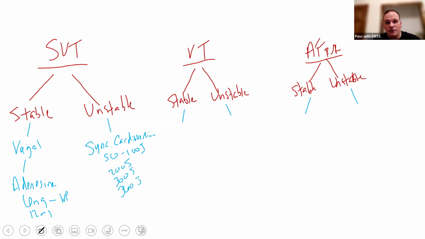Now let's talk about our stable VTAC patients. So we are not going to try to vagal these patients. We are going straight to our medication. We are doing amiodarone, 150 milligrams over 10 minutes.